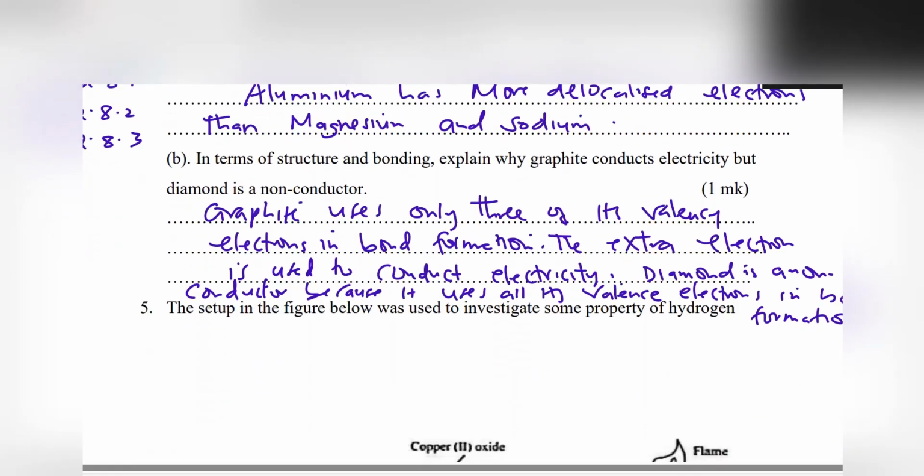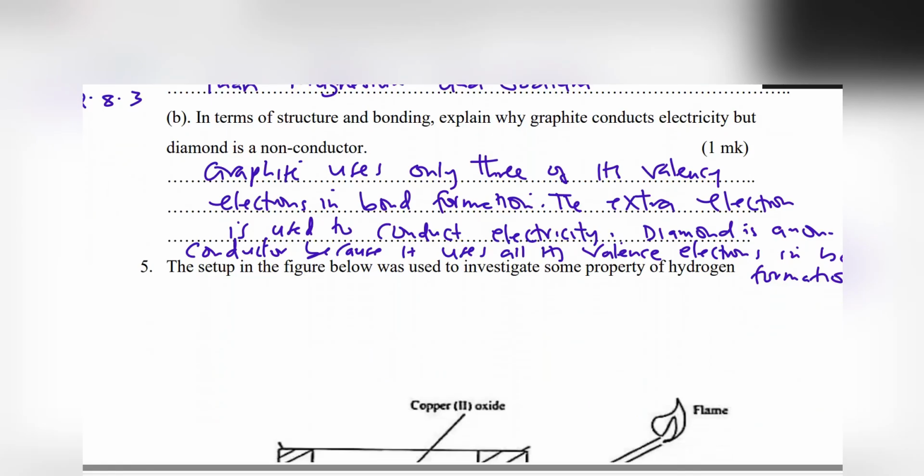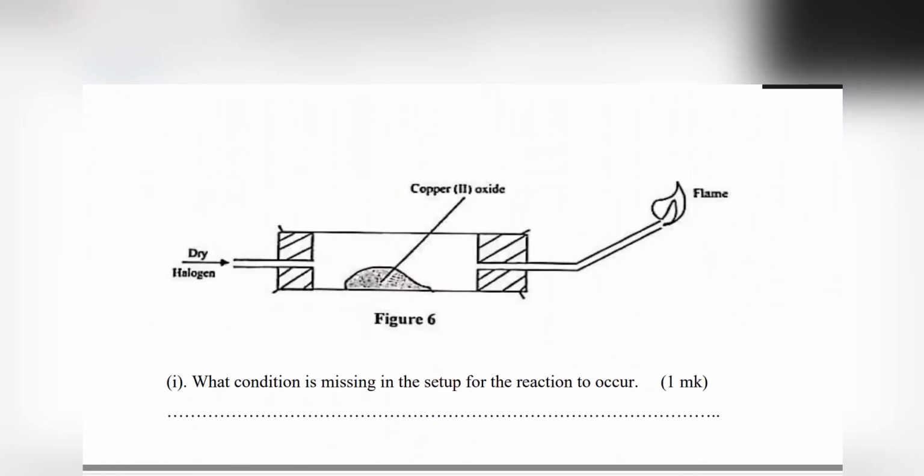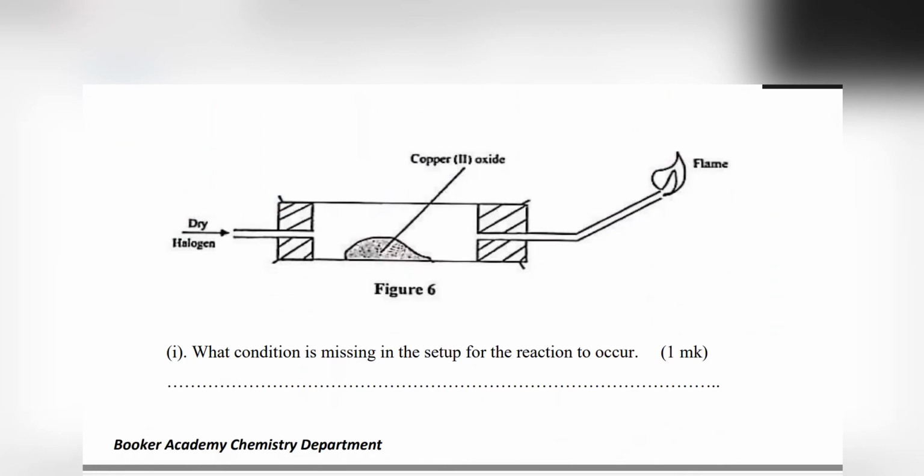We move down to question number 5. Question number 5 reads, the setup in the figure below was used to investigate some property of oxygen. Remember, oxygen is a reducing agent, and therefore the property in a nutshell is reducing property or simply reduction. We have dry hydrogen that goes to react with copper 2 oxide, but remember copper 2 oxide must be heated, and therefore one of the conditions missing here is heat.